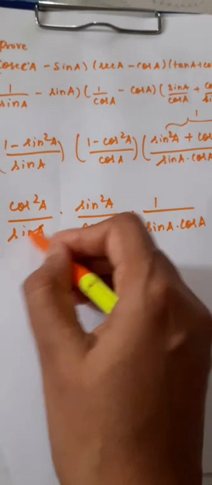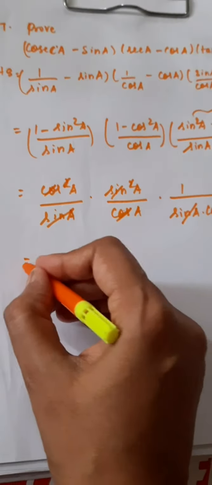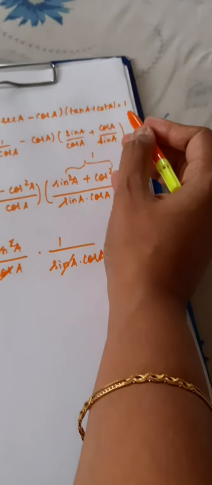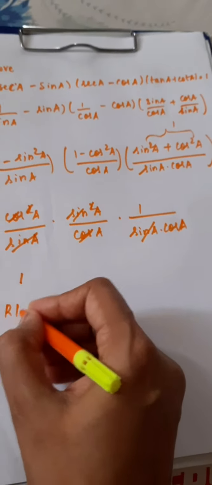So we can cut sin A and sin A. One more sin A and sin A. Same way cos A, cos A. One more cos A, cos A. So the answer is 1. That's the RHS. Hence proved.